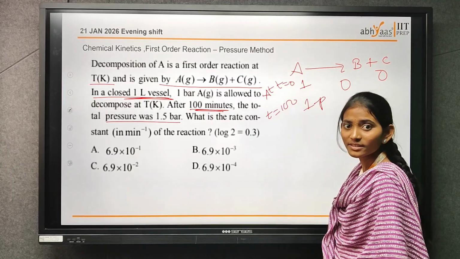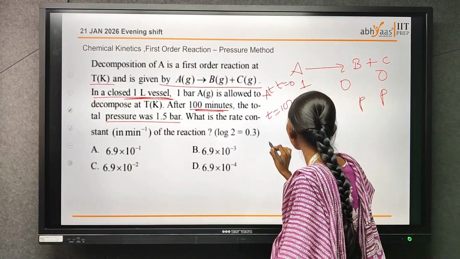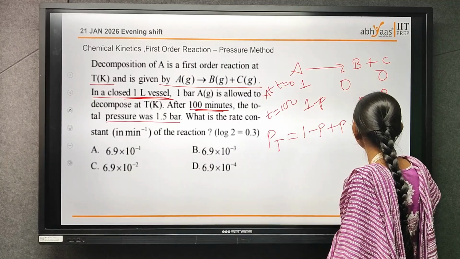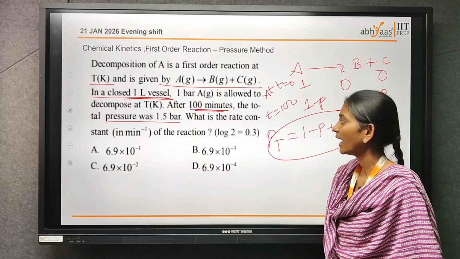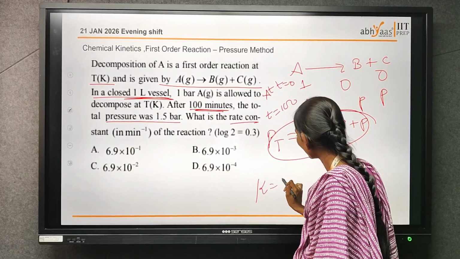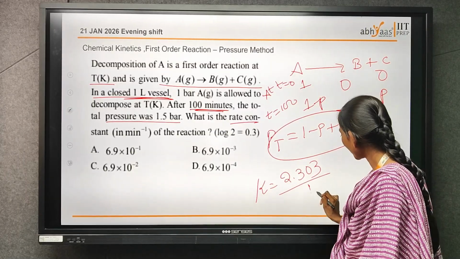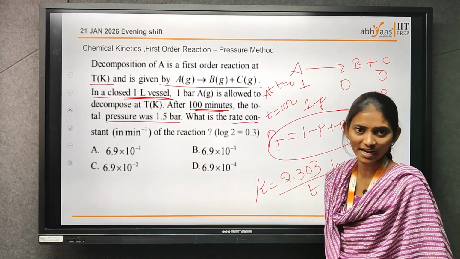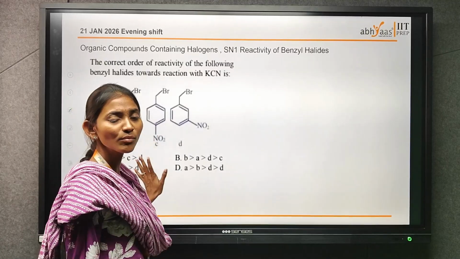1 minus P, and this is P and this is P. According to Dalton's law, what do we know about partial pressure? Therefore, the total pressure will be 1 minus P plus P plus P. Upon solving, you'll get some answer, right? Which is equal to 0 point something like that. And for the rate constant, what, Nana? K is equal to 2.303 by t, log of initial by final. Upon calculation, that will be your answer. So, not that tricky a question, a moderate one.